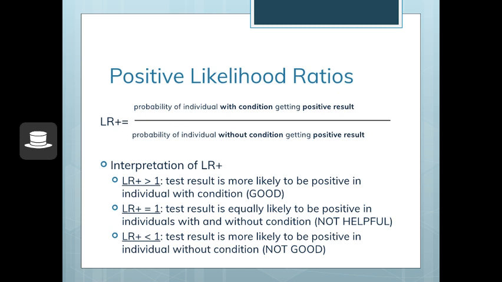And if you're looking at the interpretation of positive likelihood ratio, if it's greater than 1, that means the test result is more likely to be positive in an individual with the condition, which is a good thing. If it's equal to 1, it's equally likely to be positive in either of those patient groups, and so that's not helpful. And then if it's less than 1, the test result is more likely to be positive in an individual without a condition, and that is definitely not good.